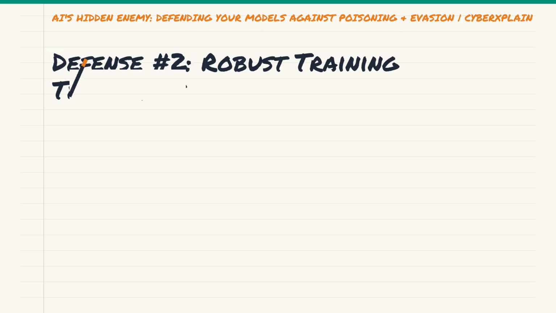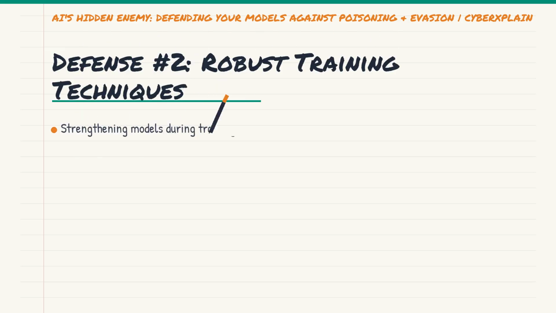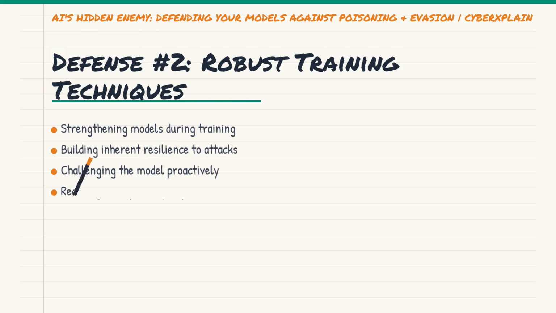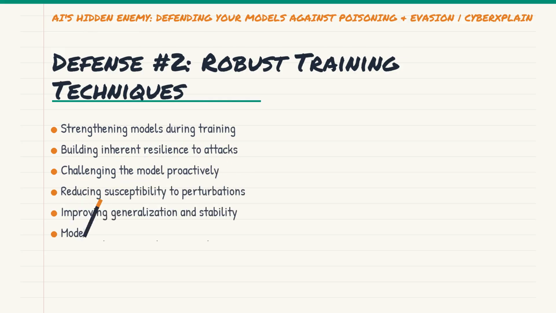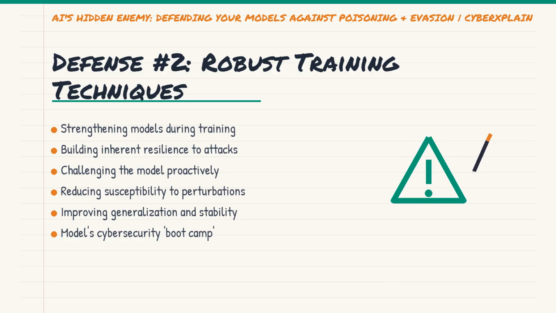Even with the best data sanitization, some clever attackers might still get through. So, our next line of defense is to make our models inherently more resilient and tougher during their training phase. This is where robust training techniques come in. Instead of just passively learning from the data, we actively challenge the model during training to make it less susceptible to small, adversarial perturbations.